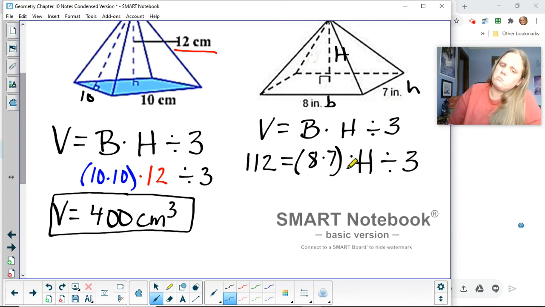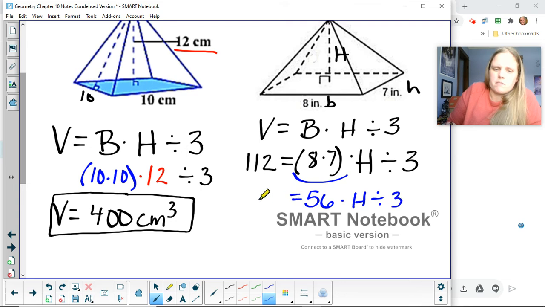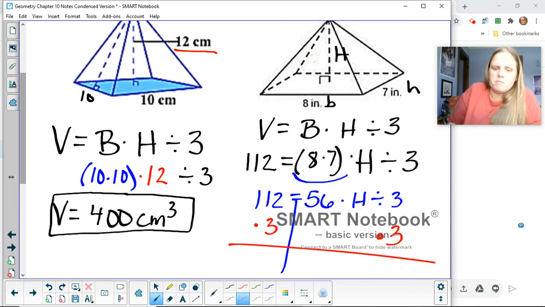So I'm going to do some simplifying before I do my t-chart. I know that 8 times 7 is 56. And now I'm going to solve with a t-chart. Opposite of divide by 3 would be to multiply both sides by 3. 112 times 3. That is not right. 112 times 3. Yep, 336.